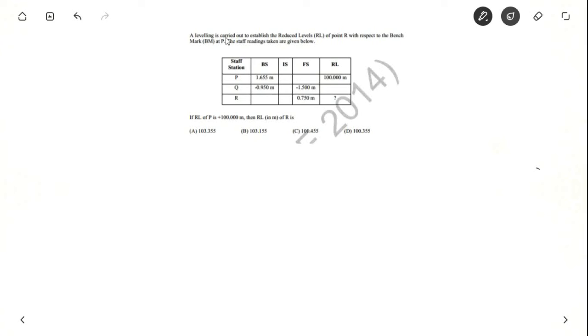Here it is given that leveling is carried out to establish the reduced level of point R with respect to the benchmark at point P. They have also given the staff readings at P, Q and R. Now first let us draw a table so that we do it appropriately. In exam you can solve by any faster method, whichever you feel is right.